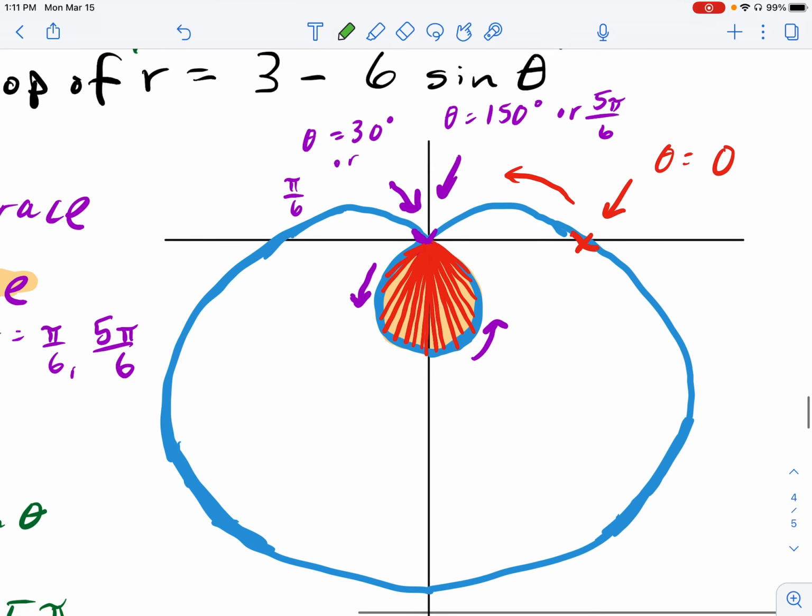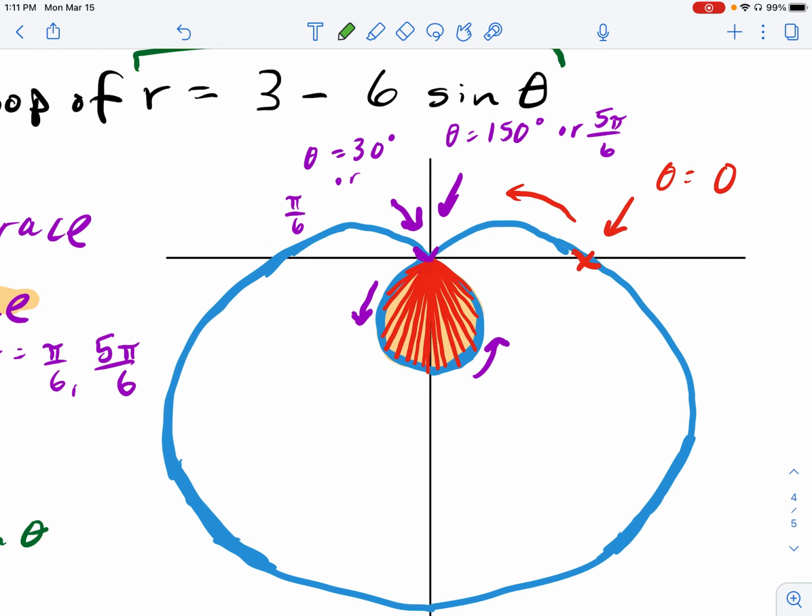So to answer the question of how we would identify the shaded region, if I said find the area above the x-axis enclosed in this region here, well, you would start from the pole and go out to where theta is equal to 0. And then as theta increases, you would integrate this region. In this case, the bounds of integration would be from 0 to pi over 6. That would give me this shaded region here.